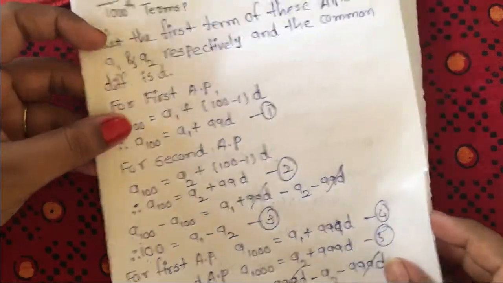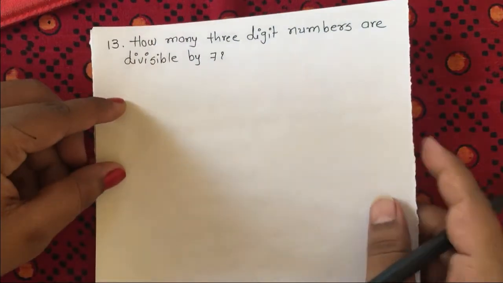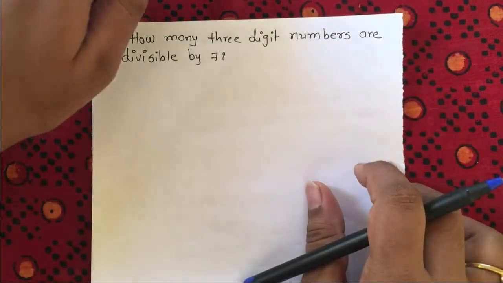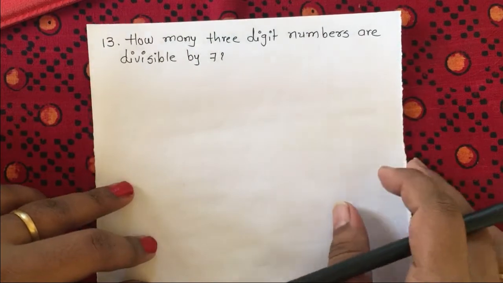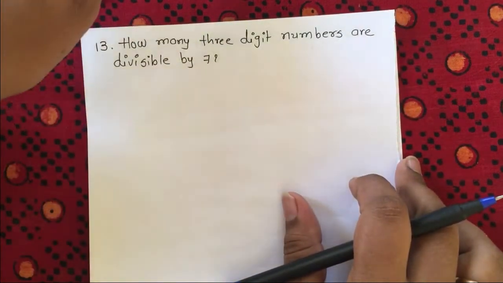Okay, so the difference between that 1000 term, so the difference between these two particular APs of 1000 term is 100. Okay, so let's move on to question number 13, in which we have to find the terms which is 3 digits and divisible by 7.